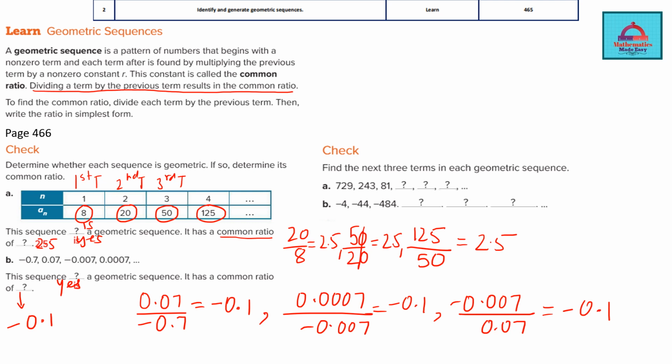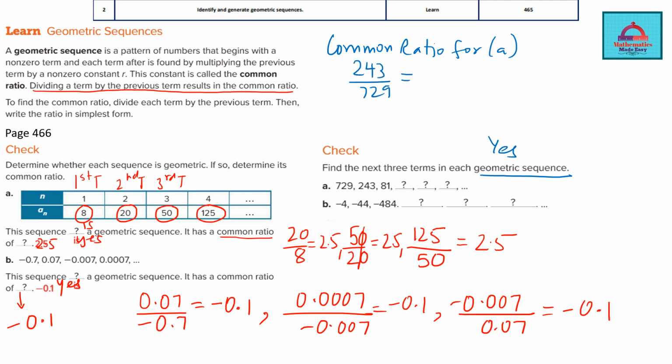Find the next three terms in the geometric sequence. Now this is given to be a geometric sequence. Yes, it's already given. So that means you have to see just what the common ratio is and then multiply. So I'll solve for the common ratio here, for part A first. 243 divided by 729. You can pick any term and divide it by its previous term. So 243 divided by 729 gives you 0.333 recurring decimal, or you write it as 1 by 3. This is the common ratio in fraction form.